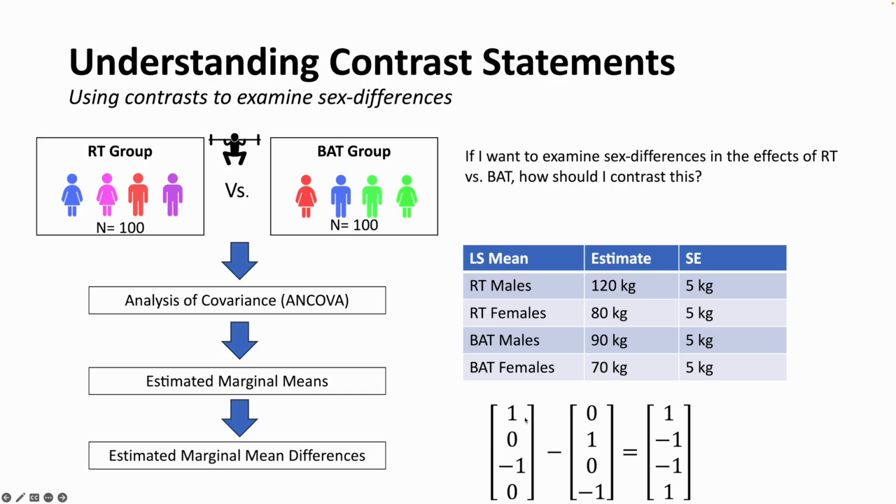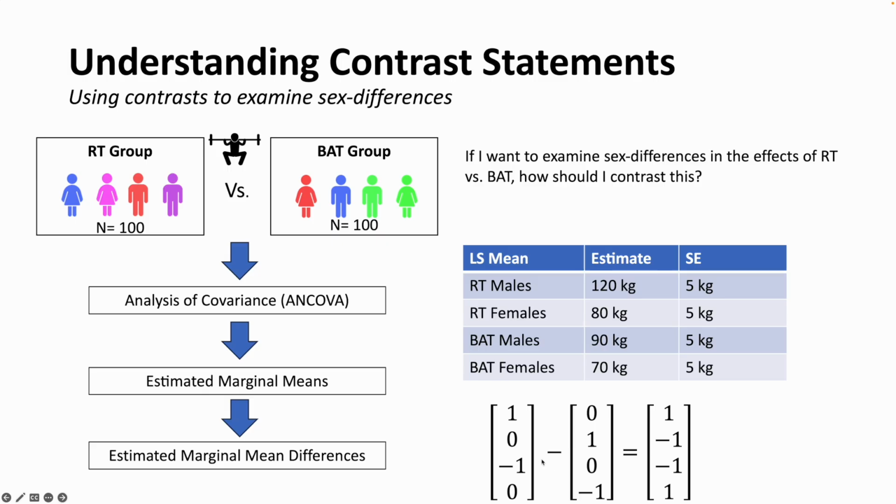So if we count 1 times 120, 0 means I'm not counting this. Negative 1 means I'm timesing that by 90. So it's 120 minus 90. So that will give me the effect for males, 120 minus 90, which is 30 kilograms.